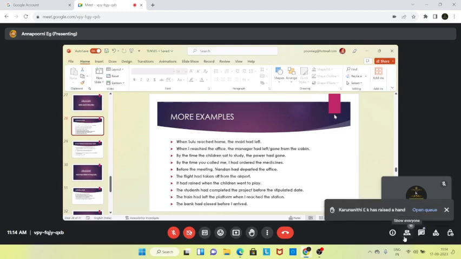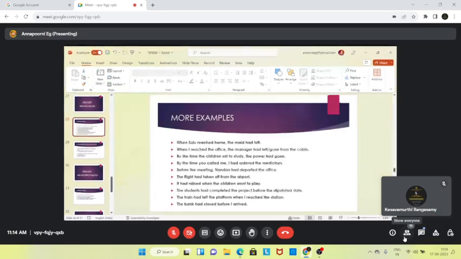Yes, next one. Aradhana, please read it. Second example. Please read it. Yes, Appu. When I reached the office, the manager had left or gone from the cabin. Okay, both are V3 only. Left or gone, both are the V3 forms.